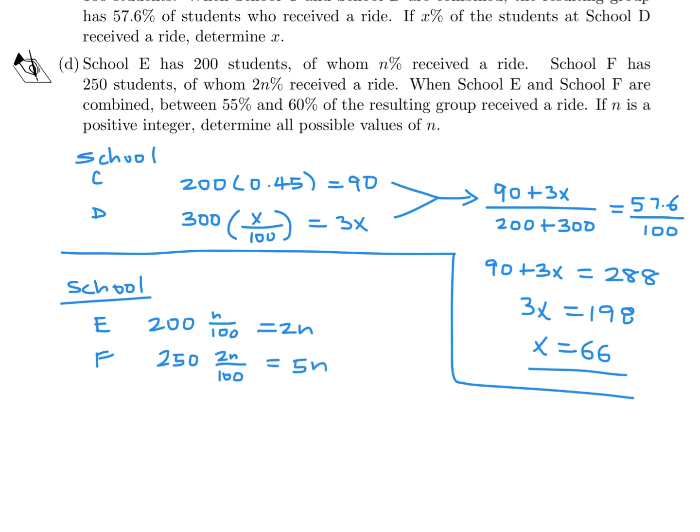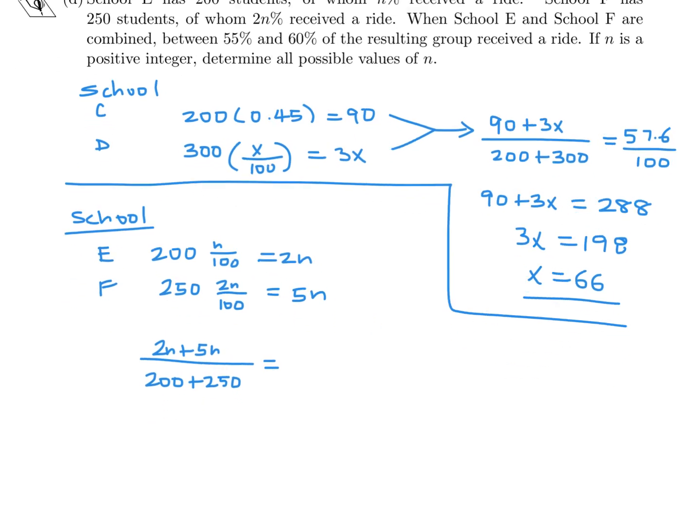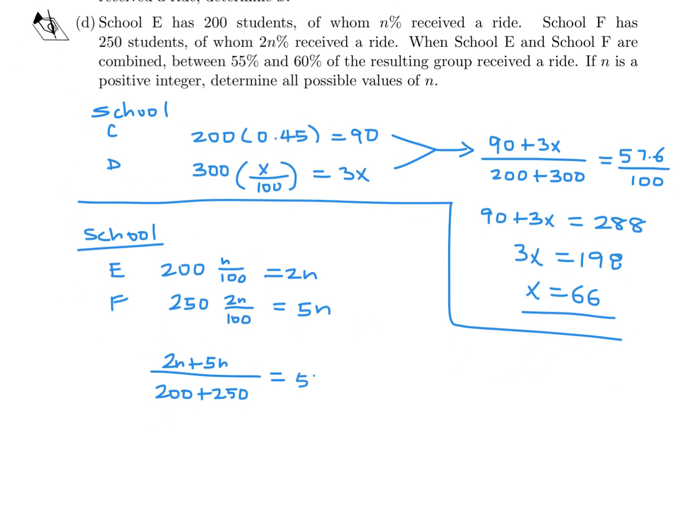And then they're saying that you have to now combine these. So 2n plus 5n over 200 plus 250, right? And that is between 55 and 65%. Okay. So I'm going to have to do two calculations. I'll first do it for 55, and then I'll do the same thing, but this time for 65. And then we'll look at the values of n, and then we'll talk about what possible integer values we can get. So when you do this, I'll let you figure this out, fairly straightforward.